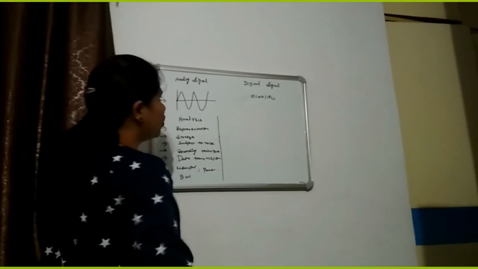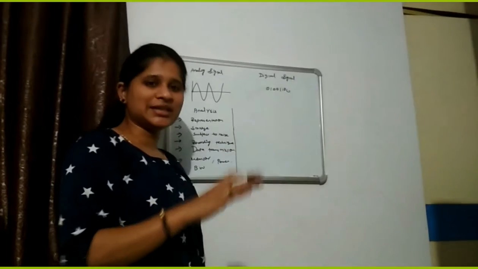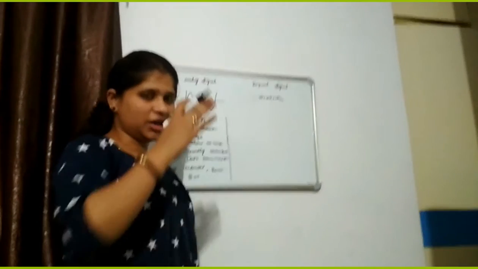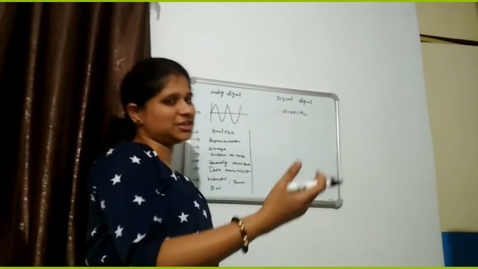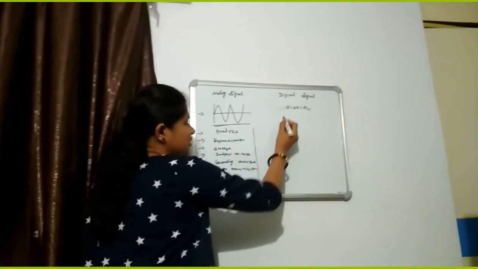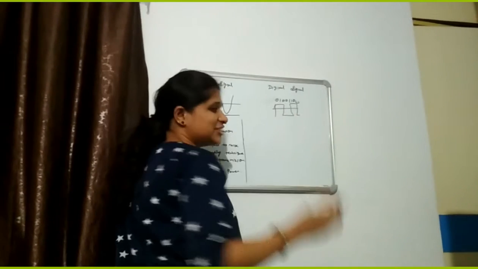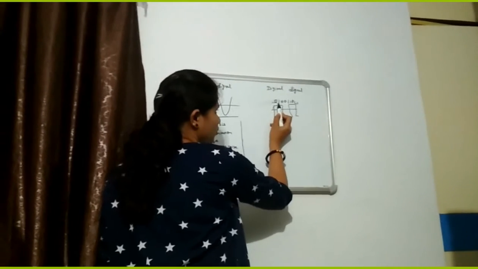Now we are going to see about analog signal and digital signal. In the last session we have seen what is signal. Now, what is analog signal and what is digital signal? This is the representation of the analog signal and this is the representation of the digital signal. Usually digital signals are represented using zeros and ones.